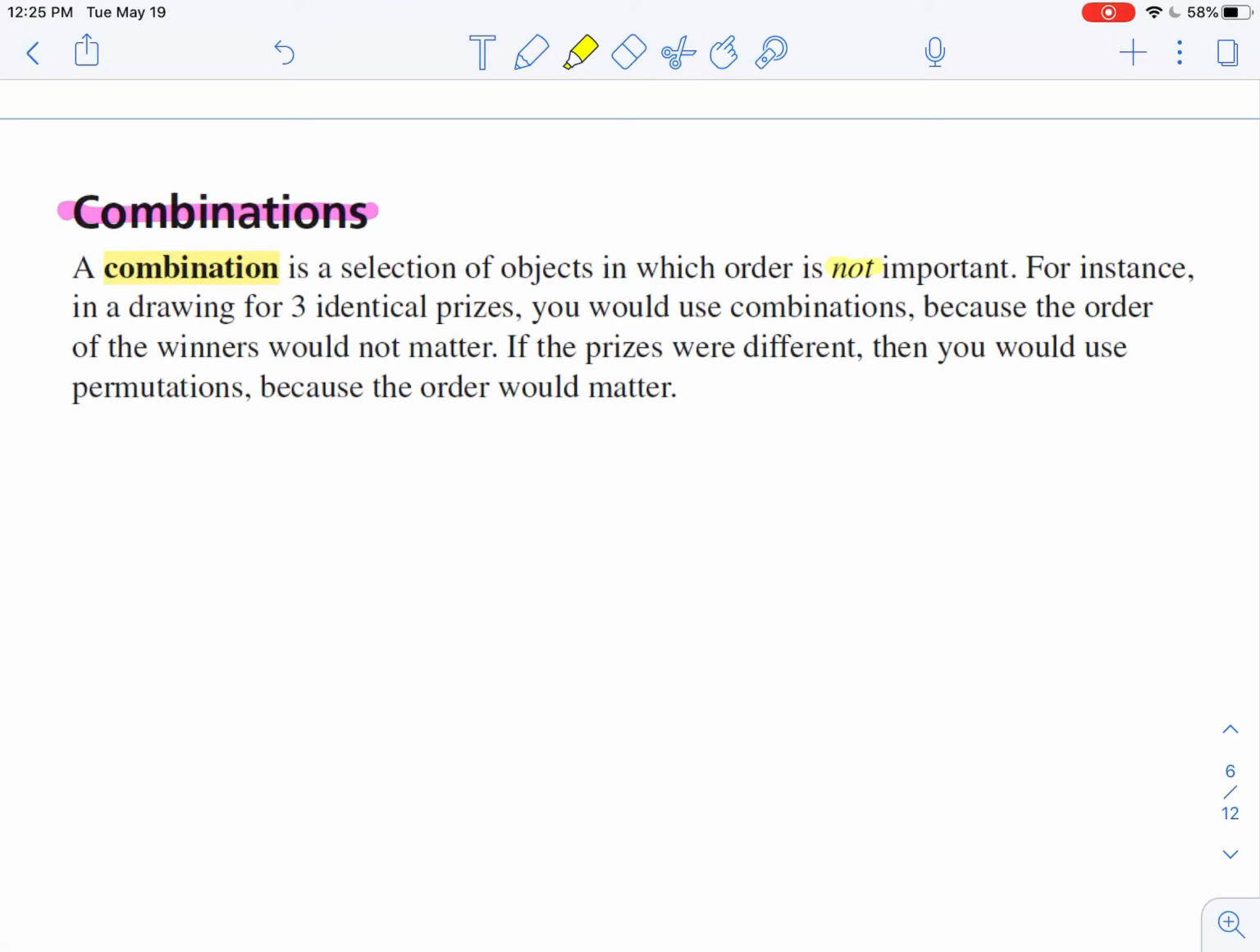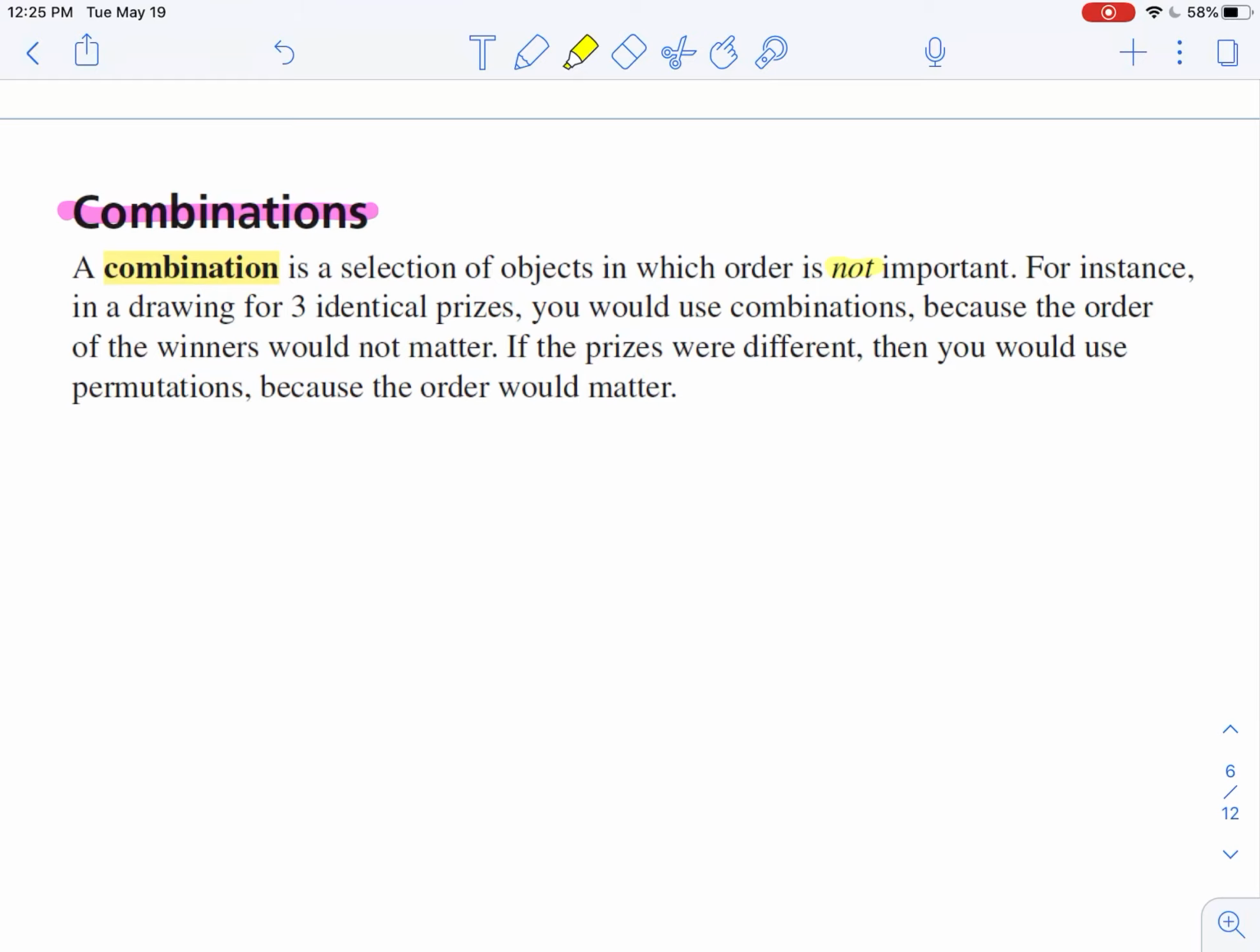So for instance, if we're not necessarily going to give a gold medal to the first place winner and a silver medal to the second place winner and the third place winner gets a bronze, we're just going to give them 3 prizes, then the order doesn't necessarily matter because they're all getting the same prize. So for the number of combinations, there typically is less when you're considering all things being equal.